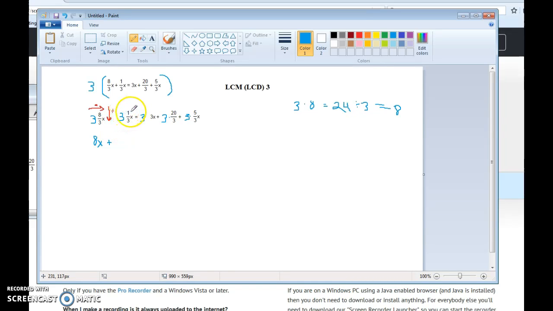Here I have 3 times 1 is 3, and 3 divided by 3 is 1. So plus 1x, and I'm just going to write x, equals, here I have 3 times 3 is 9, but I don't have a denominator to divide by, so that just remains 9. So 9x plus 3 times 20 is 60, and 60 divided by 3 is 20.